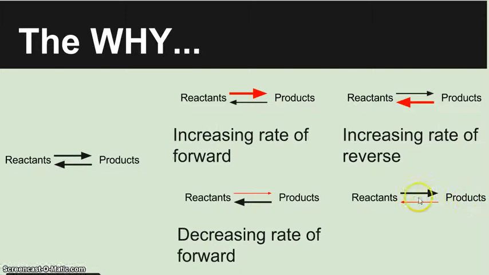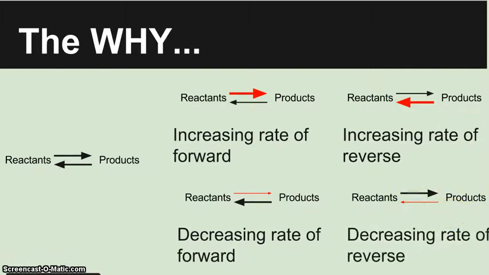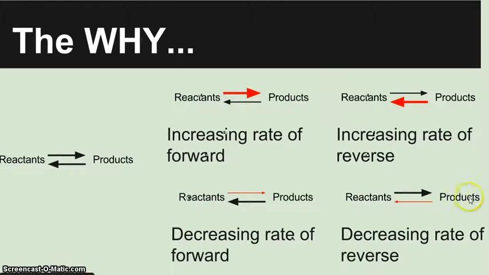Or conversely, if I slow down the rate of the reverse reaction, so I decrease the rate of the reverse, you can't see that a little bit there. If I decrease the rate of the reverse, then we see the forward reaction going at its normal rate, and the reverse reaction now is much slower, so therefore we see an overall shift to the right because now it's making more products than are forming reactants.